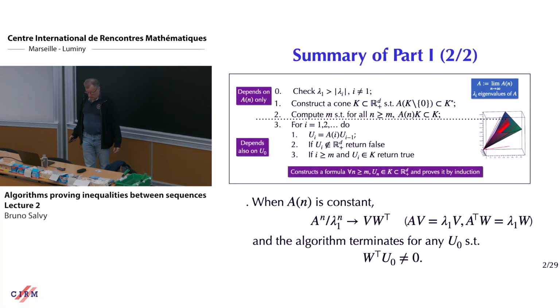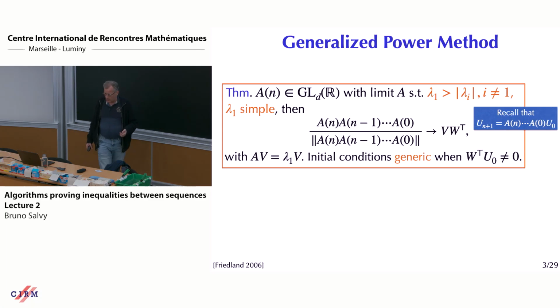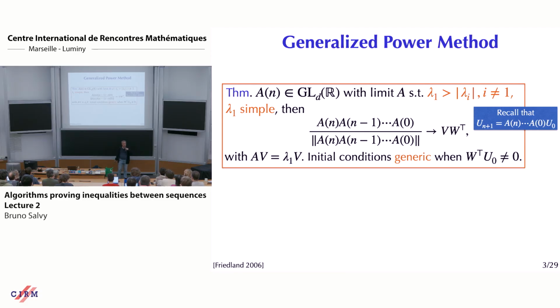So that's really the basis of our work, this theorem by Friedland 20 years ago. And this theorem says that it works almost the same. So you're given this sequence of matrices. It tends to a limit matrix that has the properties that we want: a simple, dominant, real, positive eigenvalue.